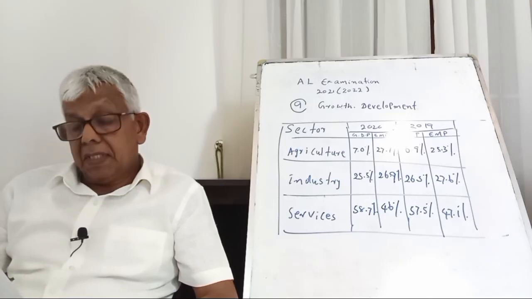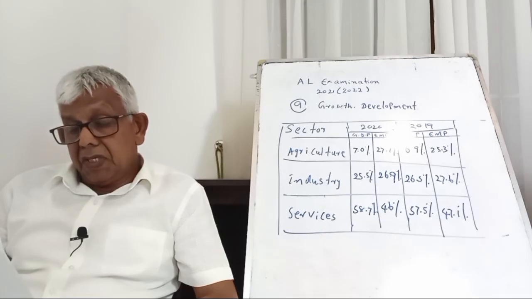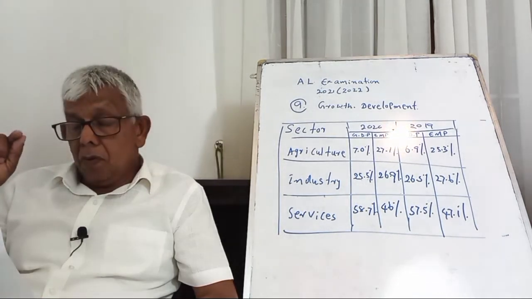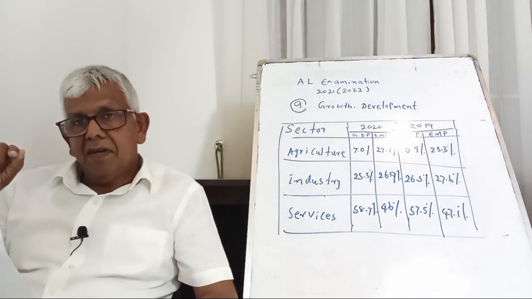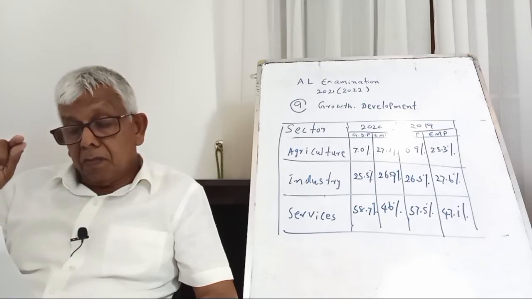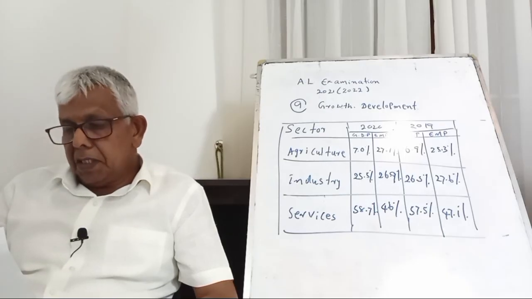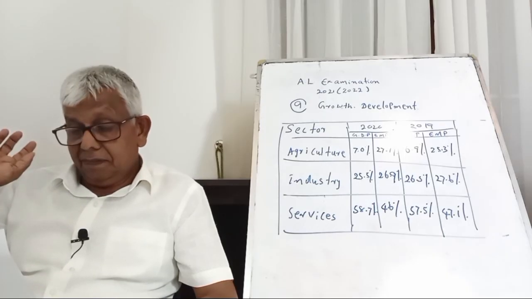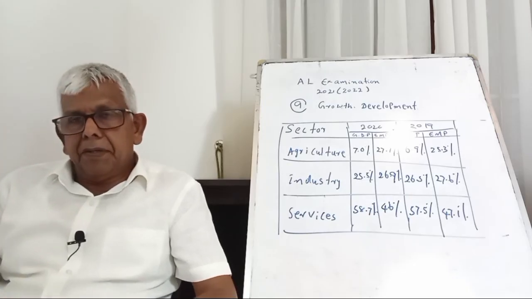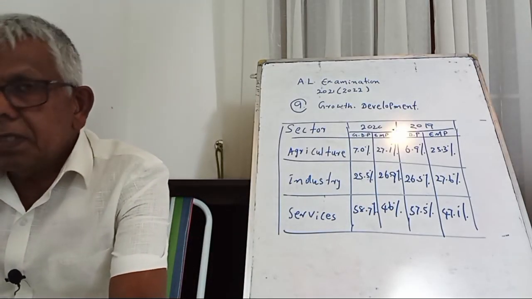Next one. Rate of economic growth measures change in real GDP or GNP. We know GDP, gross domestic product. We know GNP, gross national product. Between two time periods.